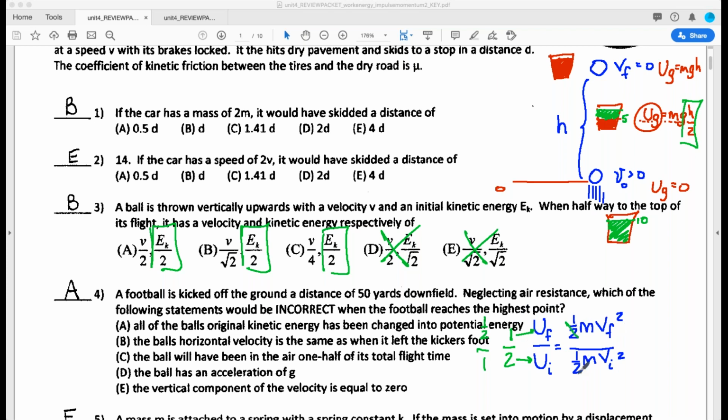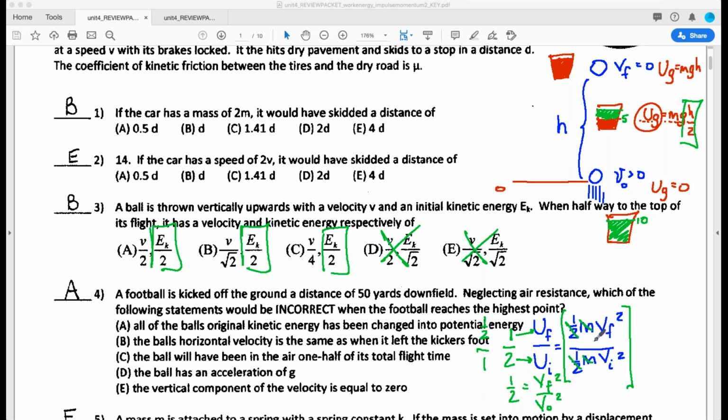And then the 1/2s cancel out, right? I'm kind of comparing the right-hand side now. The 1/2s cancel out, the masses cancel out, they're the same, that hasn't changed. And so I'm left with 1/2 is equal to V final squared over V initial squared.